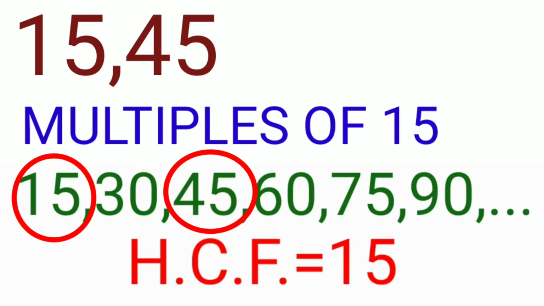In the multiples, we are having both the numbers 15 and 45. So here the smaller number is 15, that will be the HCF. If one number is a multiple of another number, then the smaller number will be the HCF. Here 15 is the smaller number, so HCF is 15.